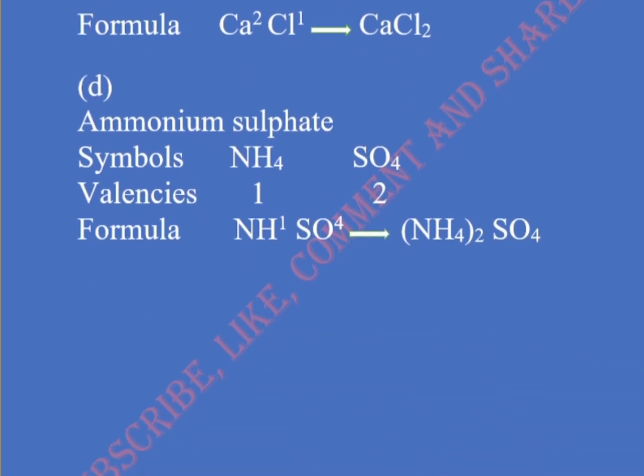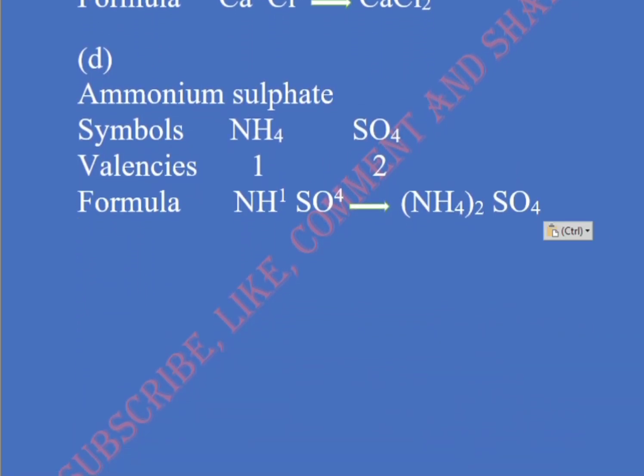We have another example, ammonium sulfate. Remember that in this case we are dealing with radicals. They are all radicals. You have ammonium sulfate, the symbol for ammonium, then the one for the sulfate. Ammonium has valence 1, sulfate has valence 2.